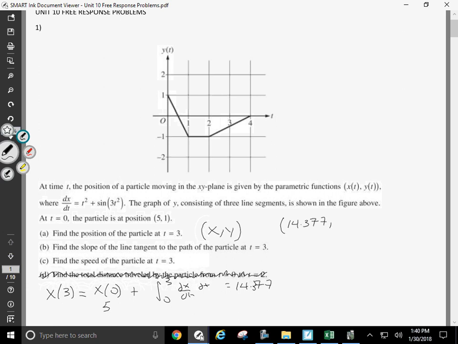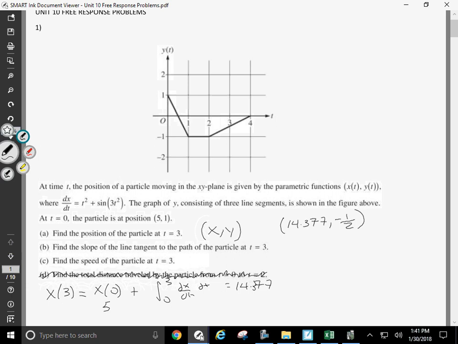How do I get the y coordinate? This is the graph of y of t. When t equals 3, what is my y of t? It's -0.5. That is the position.